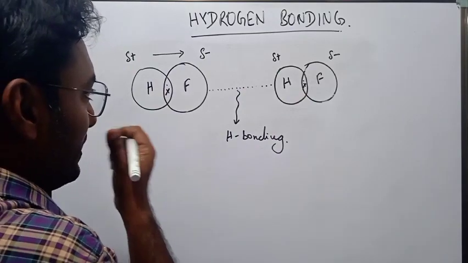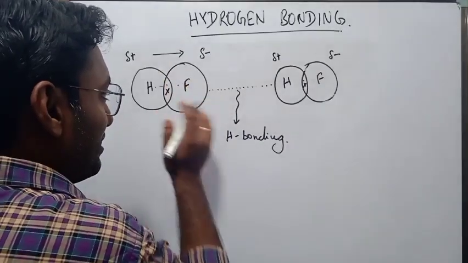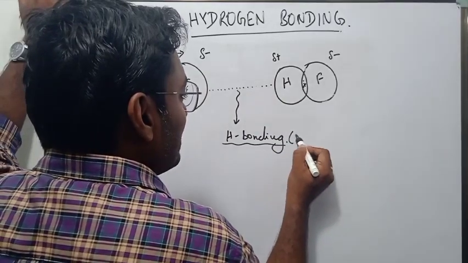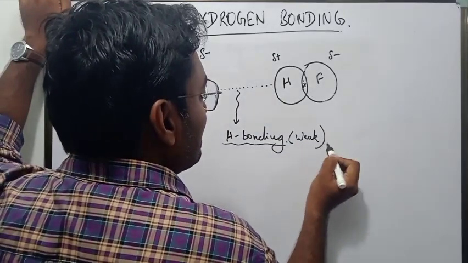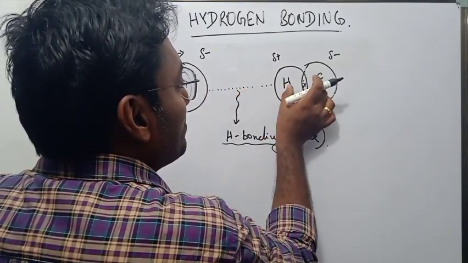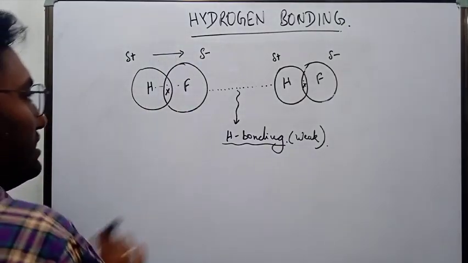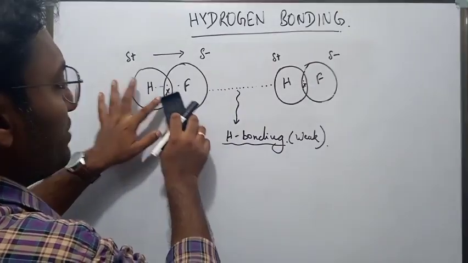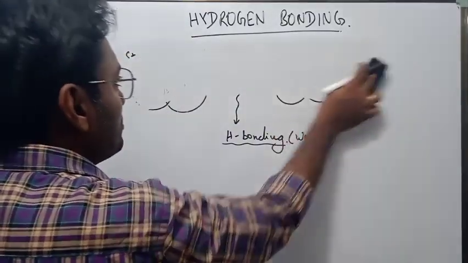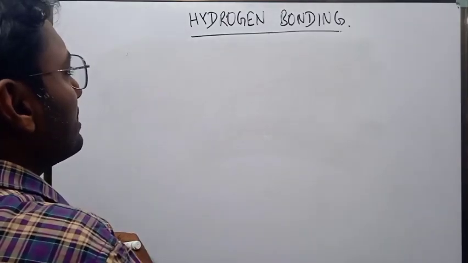Now, the bond between HF is very big. It's very energetic. This is not so strong. Hydrogen bonds are weak. It's just a force of attraction. Nothing else. It's not a bond, it's a force of attraction and it is very weak compared to the covalent bond energy of the HF. Okay. Now let us see, this is the scenario when hydrogen is attached to electronegative atom.